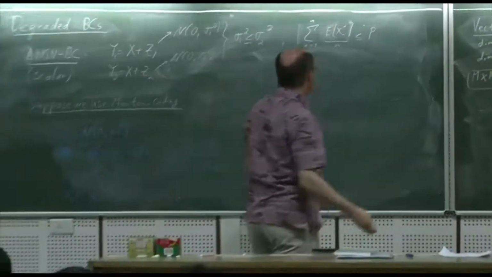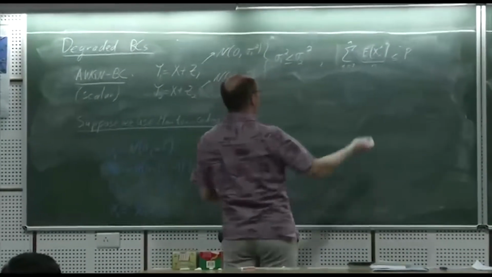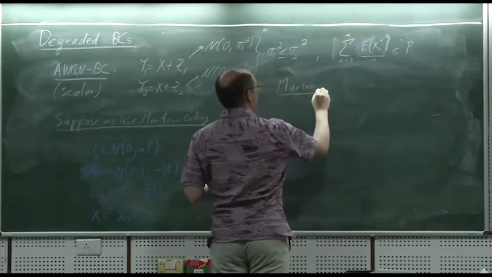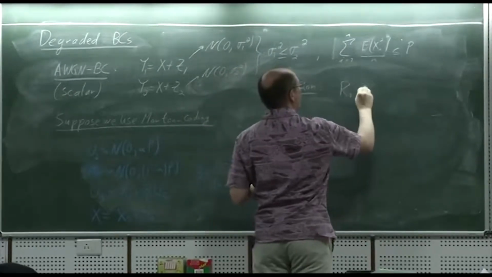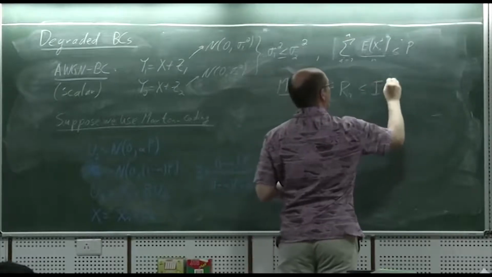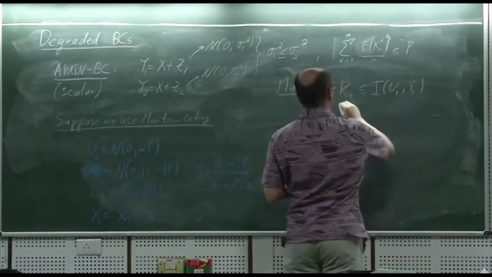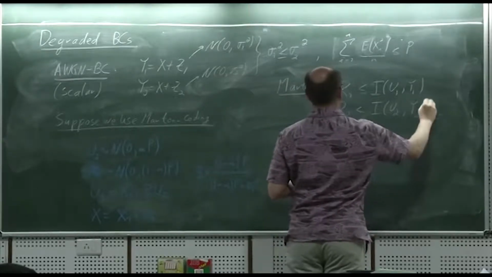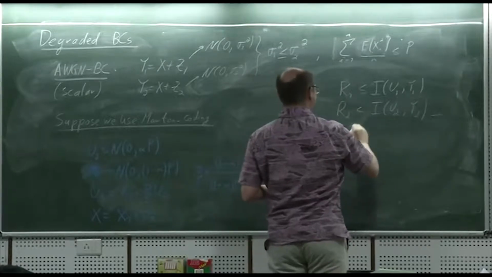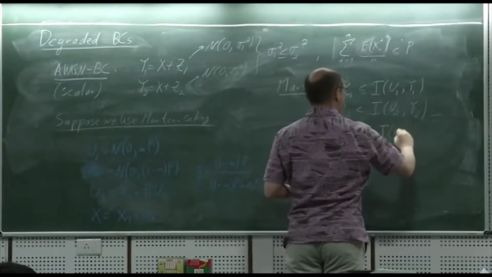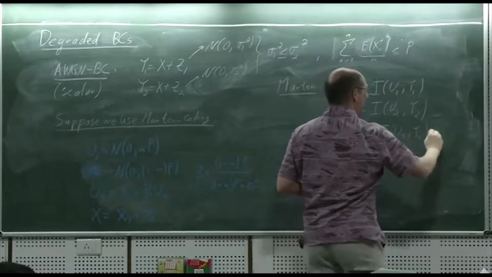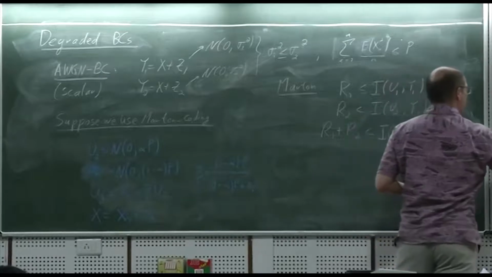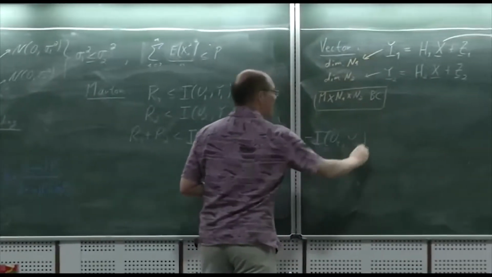And you remember what it looks like. So what we have to do now is the following. What's the Marton region? Well, remember what we had? We had R1 less than I(U1;Y1), R2 less than I(U2;Y2). I guess I shouldn't have erased what I just erased because I'm just going to write it again. So this turns out to give the capacity, minus I(U1;U2).